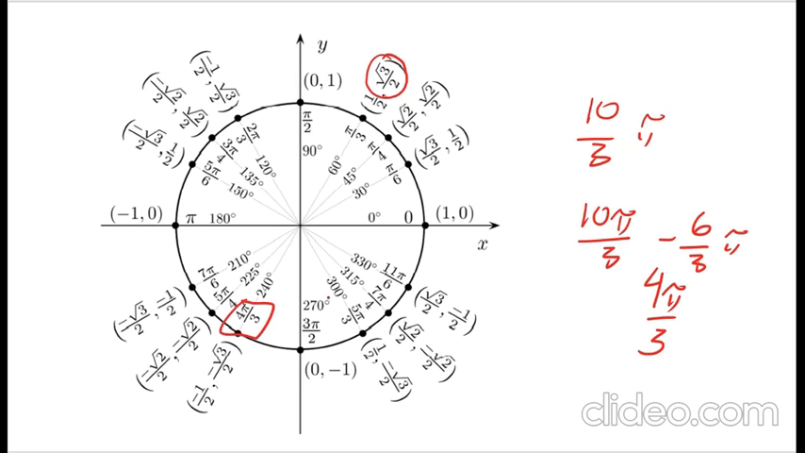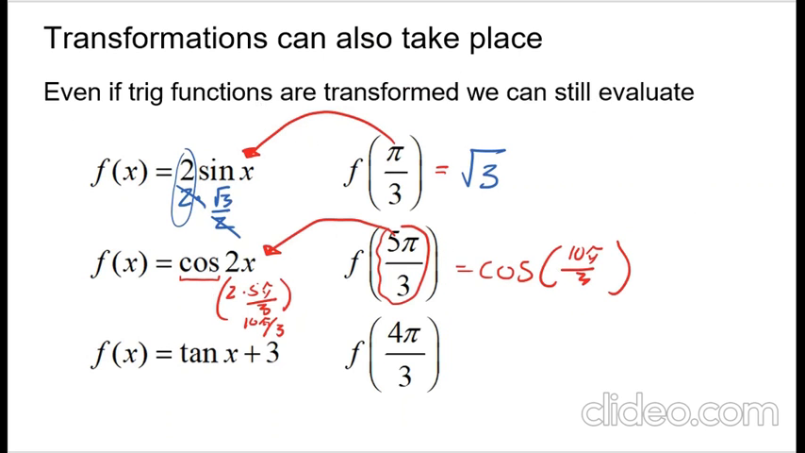I hope everybody really understands that from what we've learned already. So once I realize that 10 pi over 3 is the same thing as 4 pi over 3, all I know is I want cosine. Cosine is the x value, which is -1/2. So my final answer is -1/2.